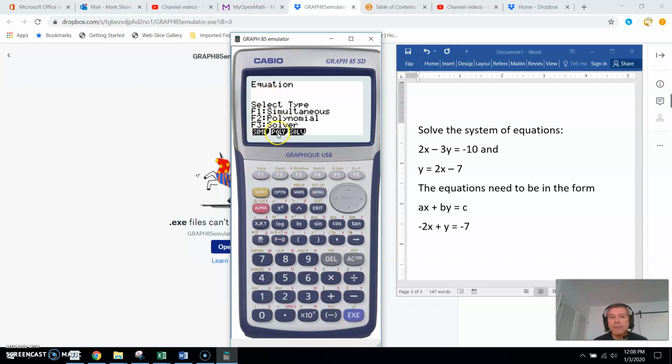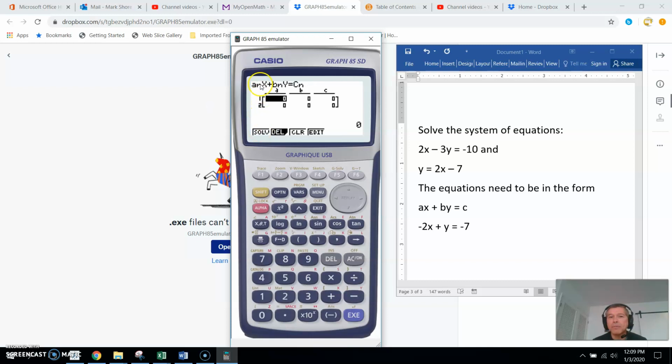Now here we have 3 different types of equations that it can solve. Solver is for solving linear equations, and there's a previous video on how to use the solver area. Polynomial is for solving second and third degree equations like quadratic equations. And solving systems of equations is done right here. They're called simultaneous equations. So you can either click F1 or click simultaneous. Now this can solve up to 6 unknowns. The example I'm doing only has 2 unknowns, so you can click 2.